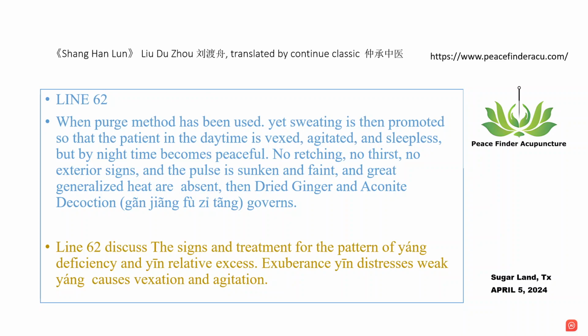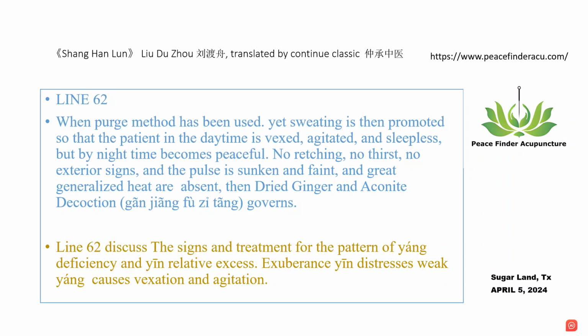In the present line, exterior signs are absent, therefore this is not greater yang disease. Retching and thirst are absent, hence this pattern of vexation and agitation belongs to a category that is different from the three above. The pulse is sunken and faint. The sunken quality indicates exuberant yin in the interior and the faint quality indicates debilitated yang. It is unable to overcome yin and this struggle results in vexation and agitation during the daytime.